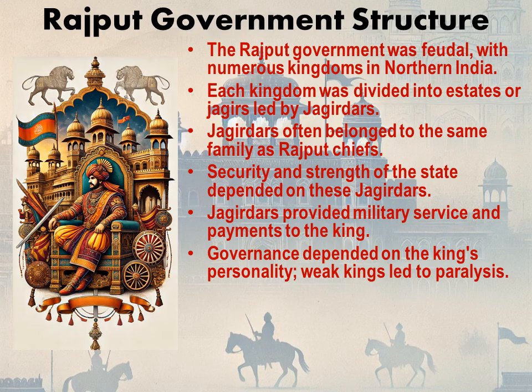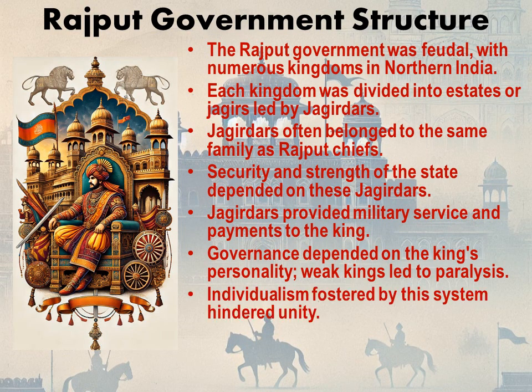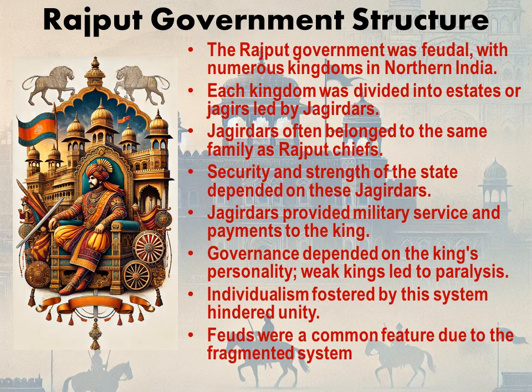Governance depended on the king's personality. Weak kings led to paralysis. Individualism fostered by this system hindered unity. Feuds were a common feature due to the fragmented system.